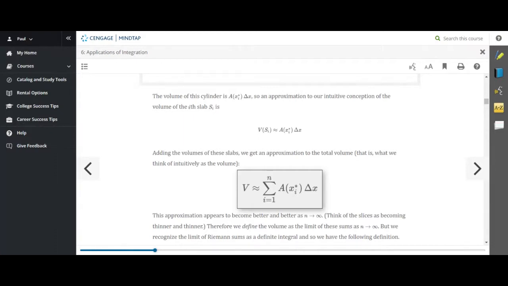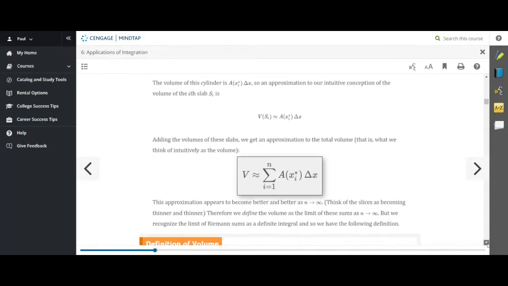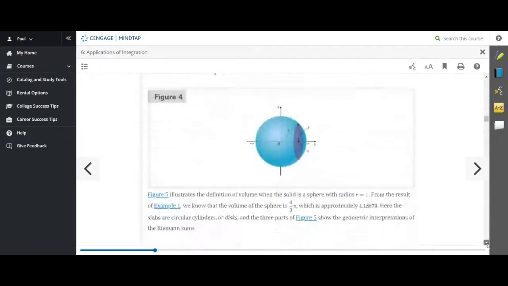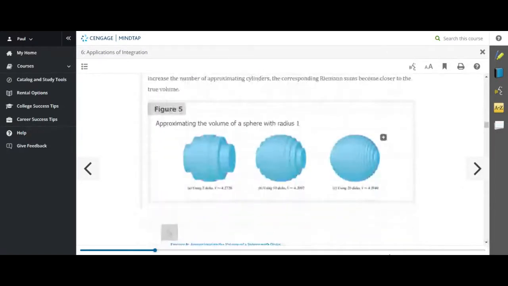Limit? That's right, the limit as n goes to infinity. The approximation would be better and better as n approaches infinity. Okay, and so to see a little idea of that, in the next problem where they talk about a sphere in figure 5, they show that the cylinders are the same as, well, they're using discs, but they're taking slices, and the slices are essentially discs.